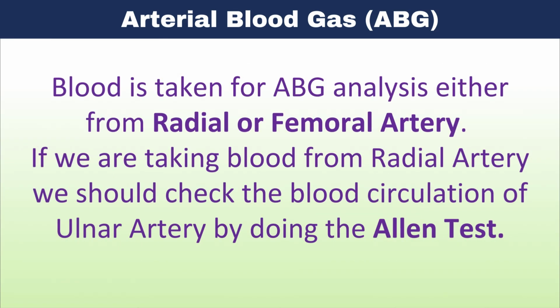Blood is taken for ABG analysis either from the radial or femoral artery. If you are taking blood from the radial artery, we should check the blood circulation of the ulnar artery by doing the Allen's test. Before performing the arterial puncture, it is important to assess the blood supply to the hand and fingers, particularly the patency of the ulnar and radial artery. Allen's test does not require special instruments or devices. Through this test, it is possible to verify the integrity of the collateral circle of the hand.